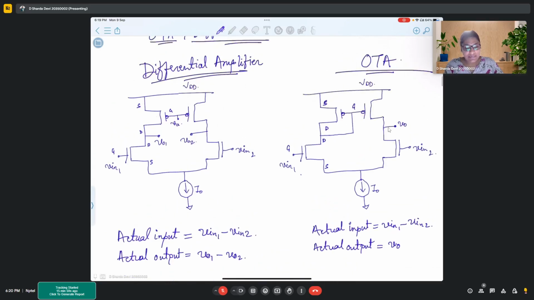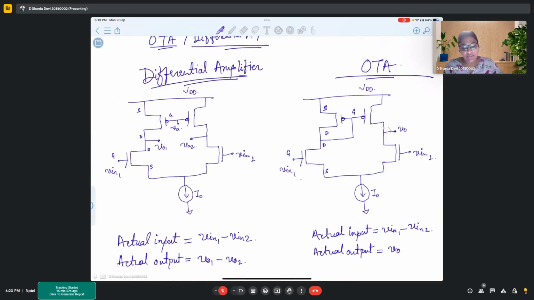Now the question arises, where would we want a differential amplifier and where would we use an OTA, correct? So let's say you want to drive a load based on output current. In that case, you can use an OTA, as it can provide current to you.